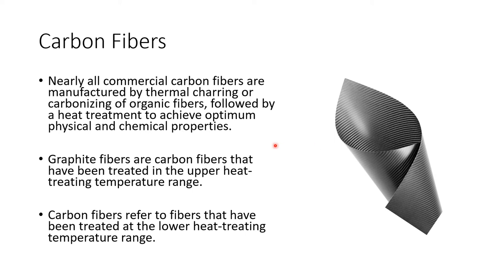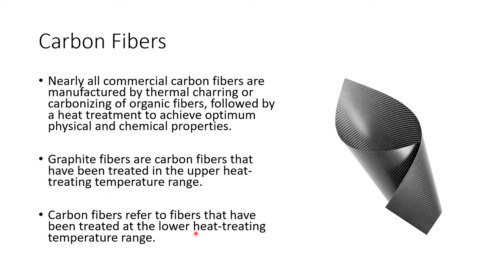Another fiber is carbon. So nearly all commercial carbon fibers are manufactured using a thermal charring or carbonizing of organic fibers, followed by heat treatment. Don't forget all your heat treatment types in the previous chapter. To achieve optimum physical and chemical properties, we have the graphite fibers, which are the carbon fibers that have been treated in the upper heat treating temperature range, and we call that graphite, being treated with elevated temperature, right?